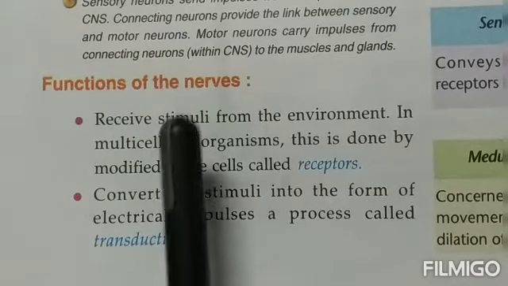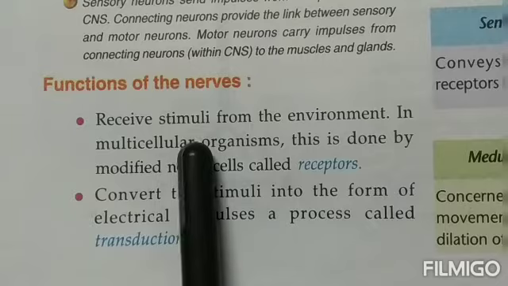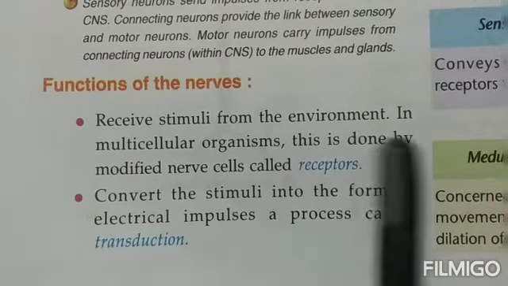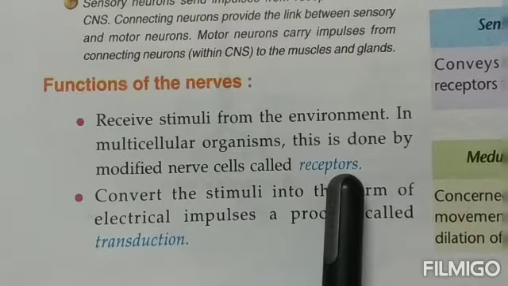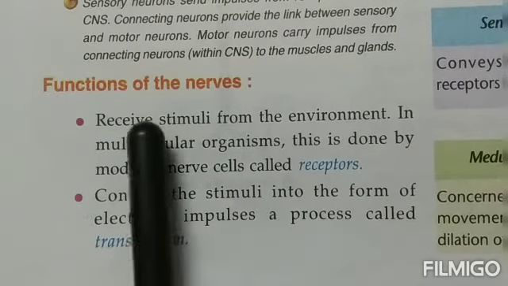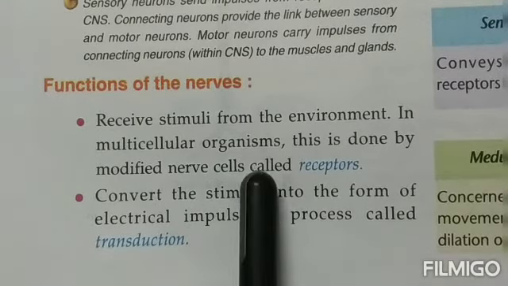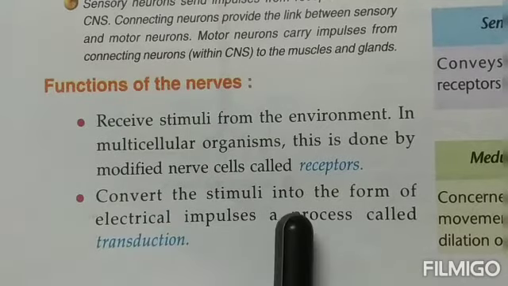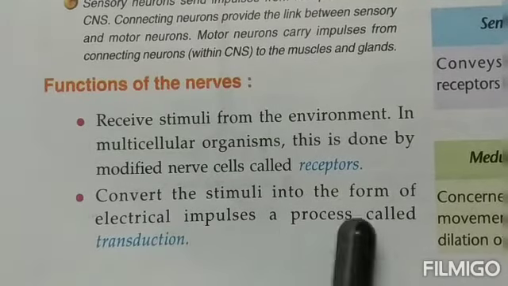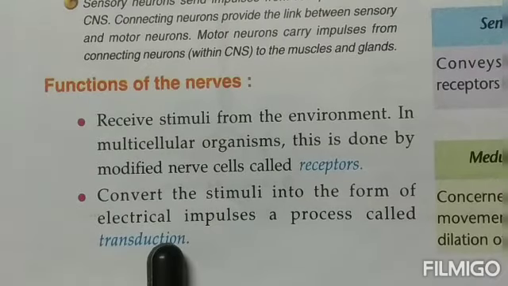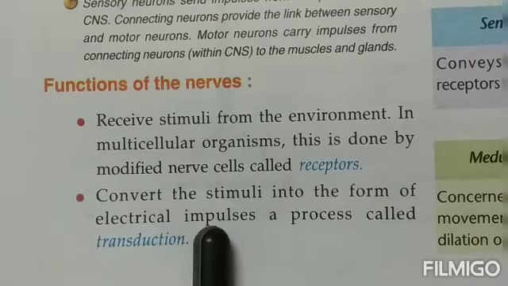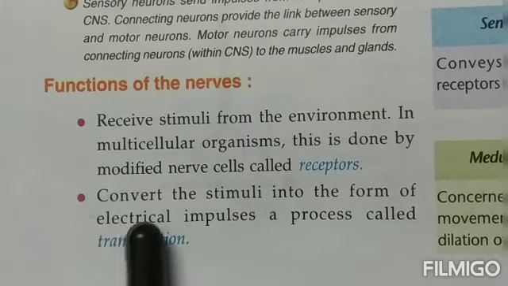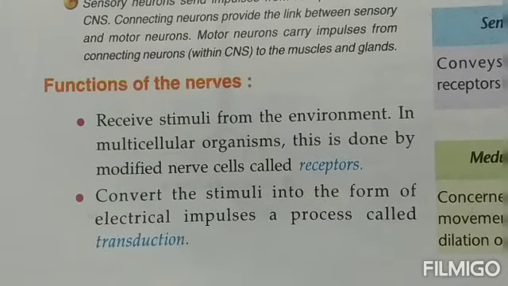The functions of the nerves, children: they receive the stimulus from the environment. In a multicellular organism like human beings, this is done by the modified nerves which are called the receptors. Whatever stimulus is there in the environment is received by the receptors of our body. They also convert the stimulus into the form of an electric impulse by the process called transduction. To convert a stimulus into an electrical impulse, the process is known as transduction.